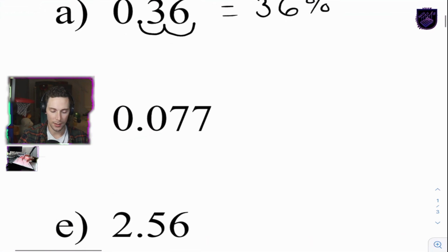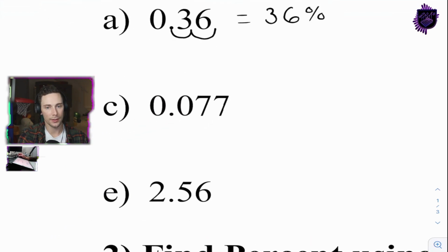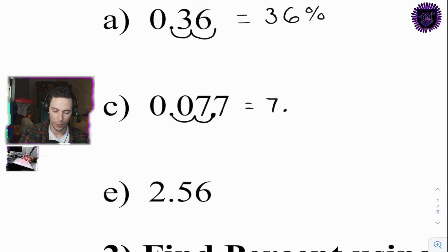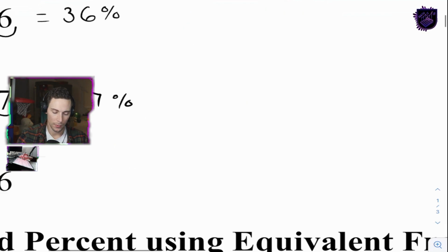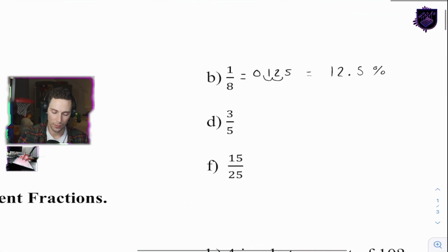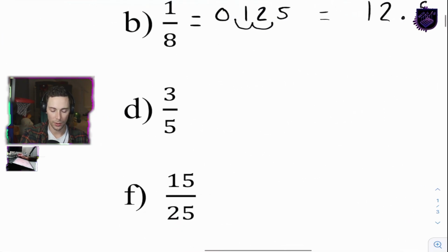Question 1c, 0.077. That's 77 thousandths. So this is going to be equal to, decimal point 2 over, 7.7%. Let's move on to the next one, question number 1d, 3/5. So 3/5, you can turn that into 6/10, and 6/10 is also going to equal 60%.